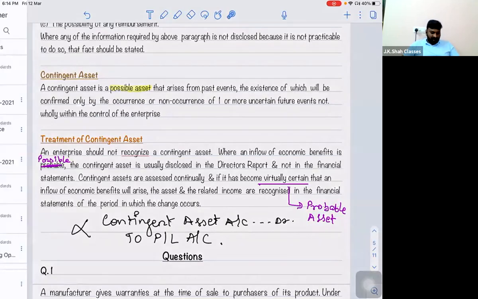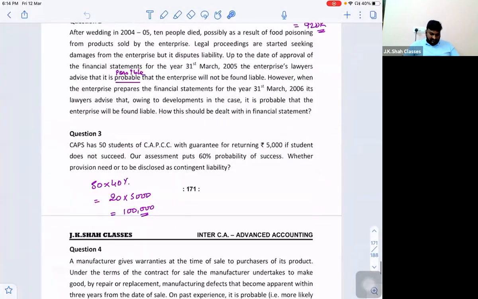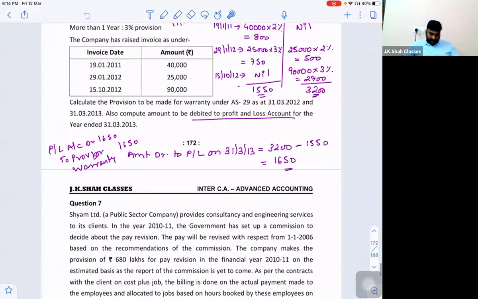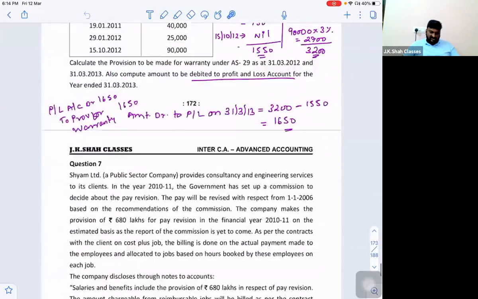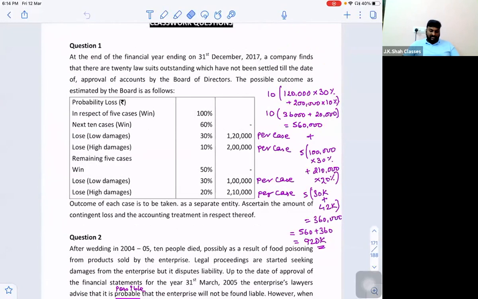We'll go for the questions now. I think some 3 or 4 questions are left from the topic. So let us complete those questions. We will start with question number 1.